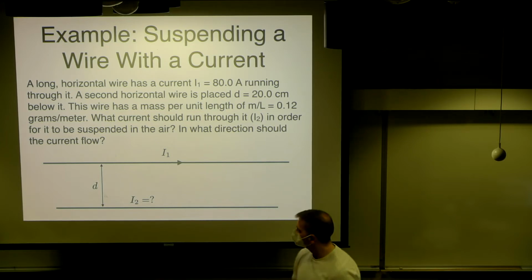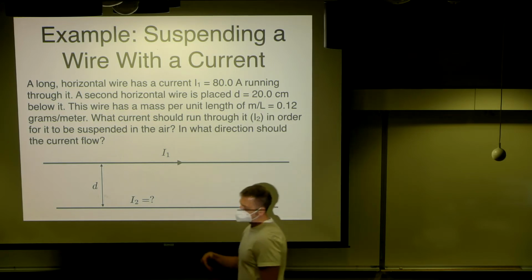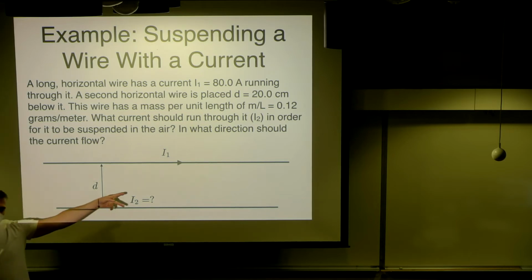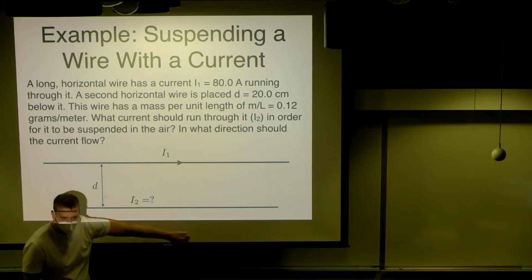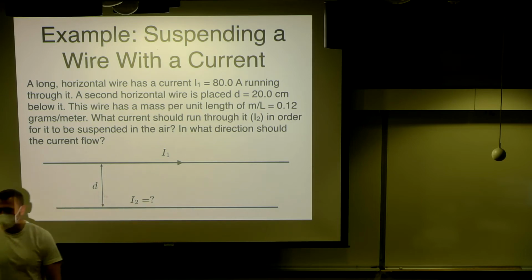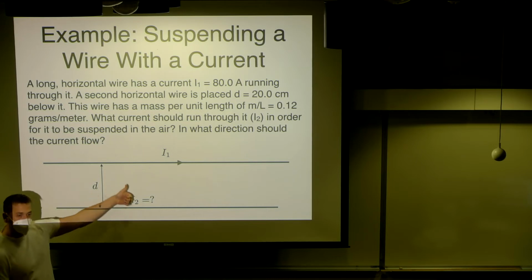And as a follow-up, what direction should the current flow? So let's think about this for a second, right? We know that in this kind of situation, two wires can either attract or repel each other, okay? But we're imagining that there is a downward force of gravity acting on this wire. So normally it would just fall to the ground, but it isn't because there's a magnetic force provided by this top wire, which is attracting it, okay?